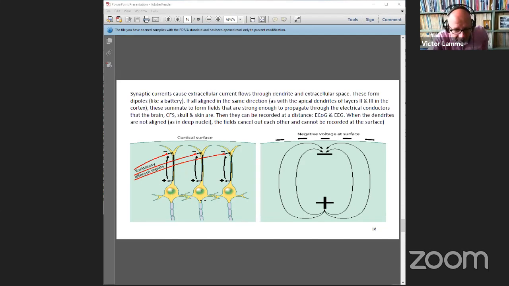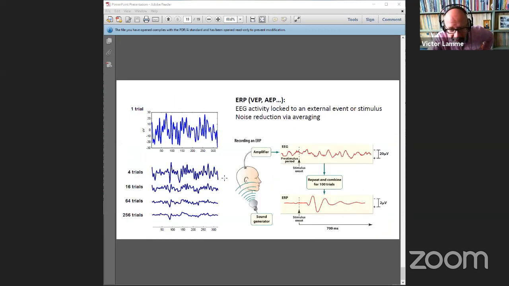So it's not only the case that EEG is only about these synaptic potentials, but it's even worse. It's only about synaptic potentials which are generated in these apical dendrites in the superficial layers of the cortex. Of course, there may be some other contributions.